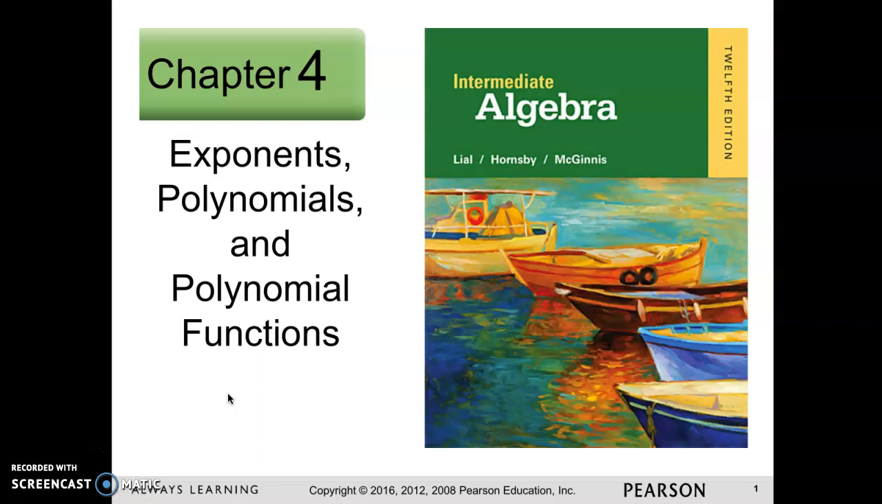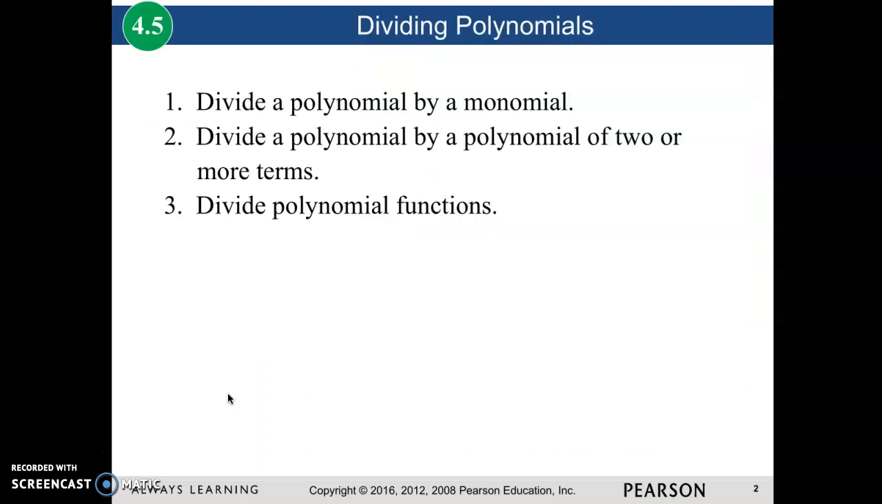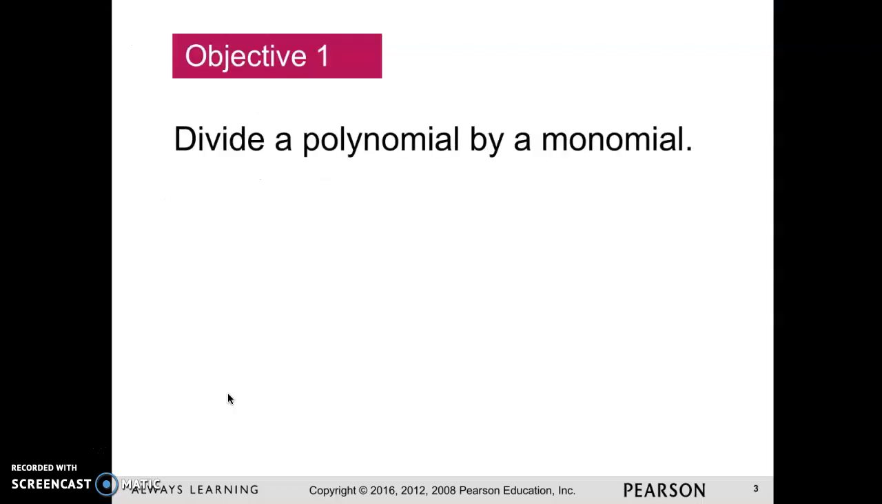This lecture is for chapter 4, and this is for section 4.5, which is the last section in this chapter: exponents, polynomials, and polynomial functions. The purpose of this section is to teach us how to divide a polynomial by a monomial, how to divide one by a polynomial of two or more terms, and then how to divide polynomial functions in general.